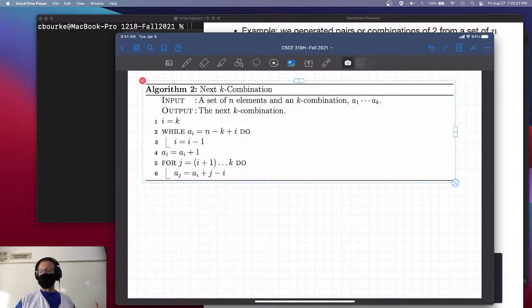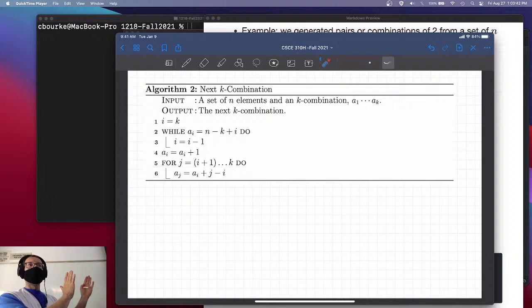When there's no such I such that this equality holds. If that's the case, then you can immediately quit. The last one, of course, would be, if you start out at 1, 2, 3 and you've got 10 elements, then what's your last one? 8, 9, 10, right? Okay?